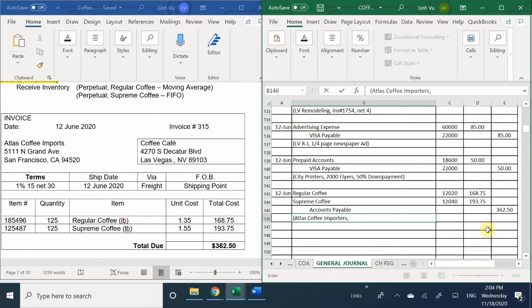All right, and my terms are 1%, 15 days for net 30. All right, what's my invoice number? That's what I was missing. Invoice number 315. 1%, 15 net 30.